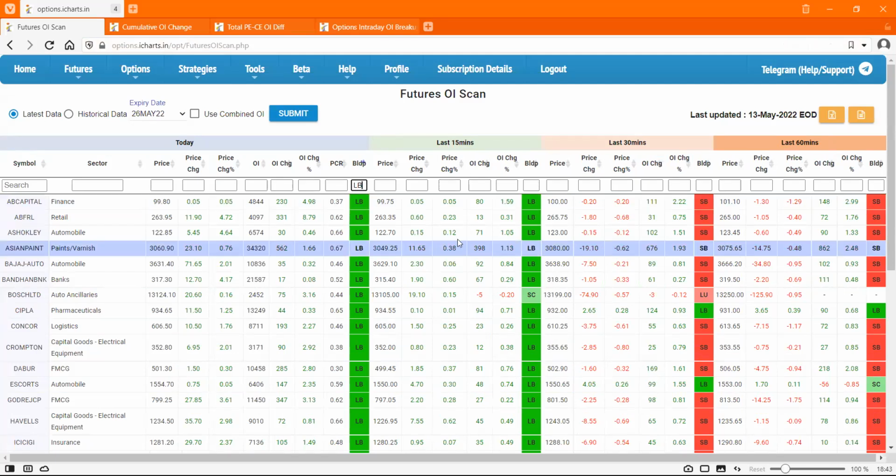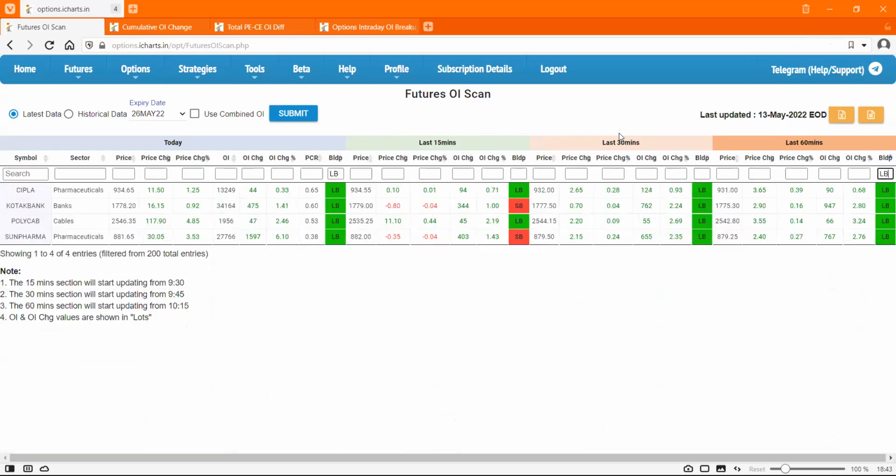And these sections are for 15, 30, and 60. So 60 minutes also you can filter that way, LB, long buildups. This will give you a short list of stocks. Even in this, you want to see what is significant. OI is significant maybe only above 1%, or I suggest actually 5 or 10%. So here, nothing would get selected.